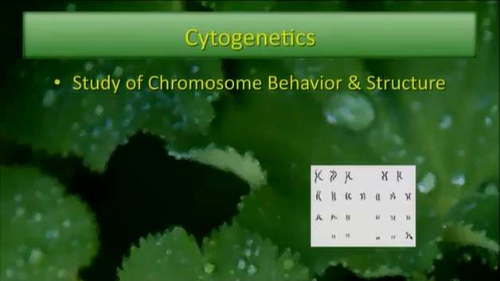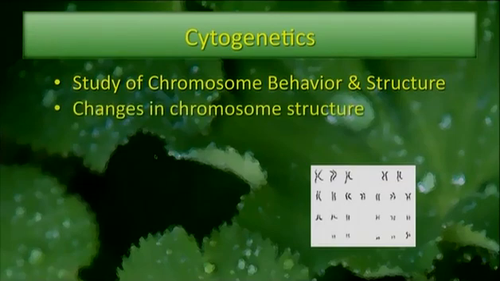There's an X chromosome, there's a Y chromosome. Chromosome 1, chromosome 2, etcetera, up to chromosome 22, sorry. Anyway, cytogenetics is the study of chromosome behavior and structure from a genetic point of view.